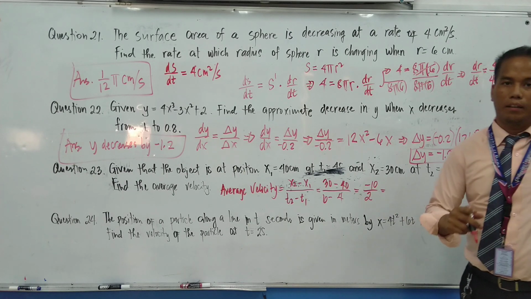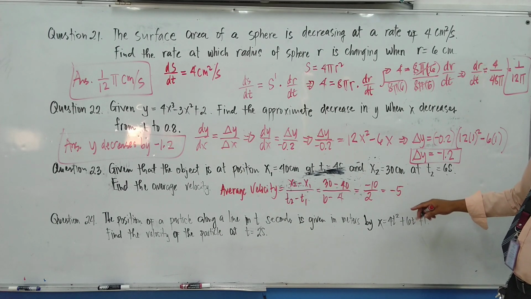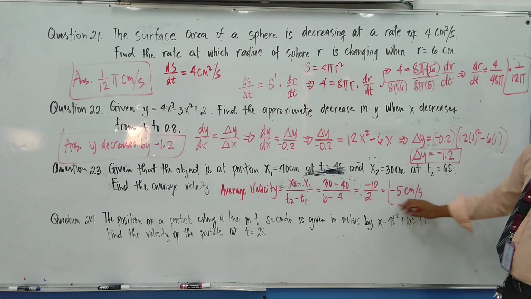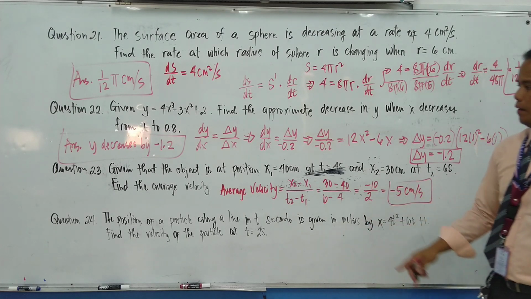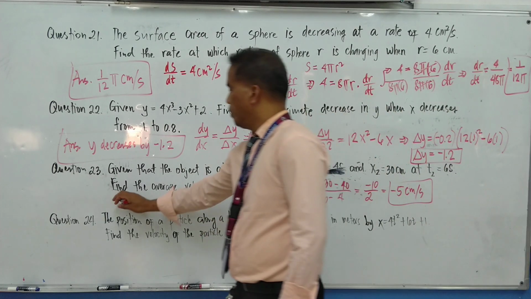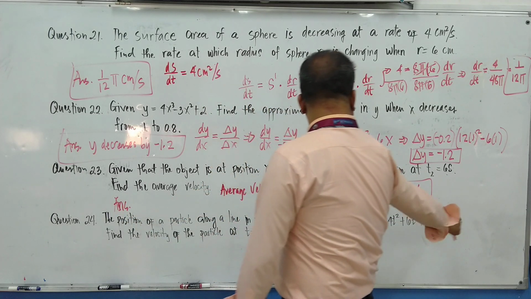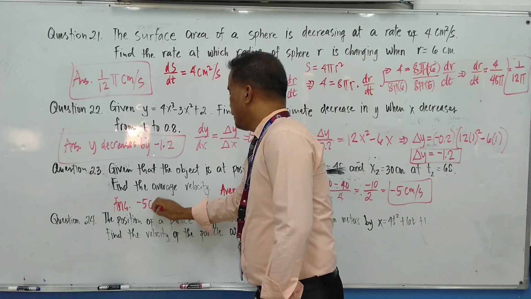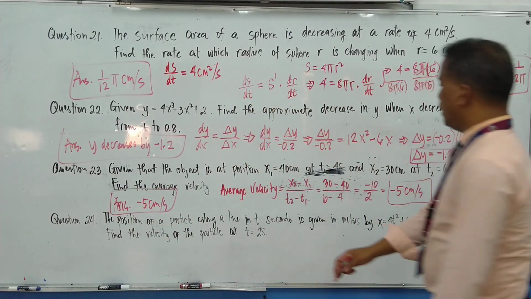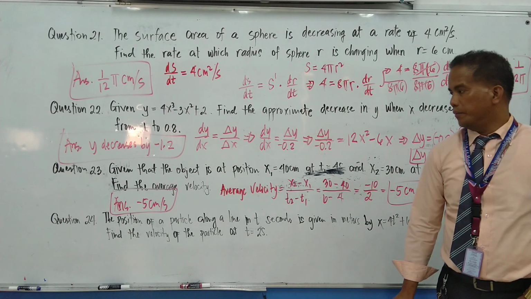So negative 10 divided by 2 equals negative 5. So we have negative 5 cm per second. So the answer here in question number 23, find the average velocity: the average velocity is equal to negative 5 cm per second. Okay. So next, we have question number 24.